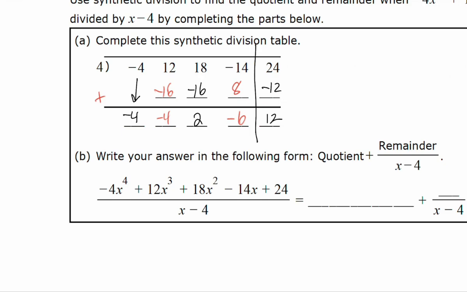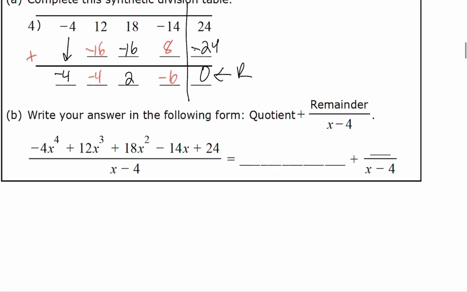And I put a little line there so that I have a separation between my remainder and my quotient. Yes? Wouldn't -6 times 4 be -24? It sure would, goodness gracious. 4 times -6 is -24. We have a 0 remainder, which is great.